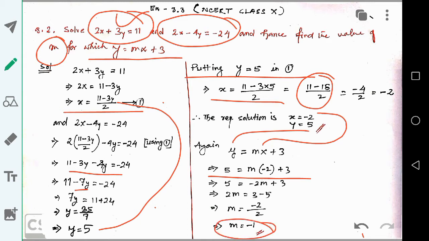It's very simple. m into -2 is -2m, which is transferred to the other side in the next step, which becomes +2m, and 5 on the other side becomes -5. 3 - 5 gives -2, as there is 2m, so m must be -2/2, so -2/2 gives -1. This is the value of m, and this is the required solution. I hope you have understood.